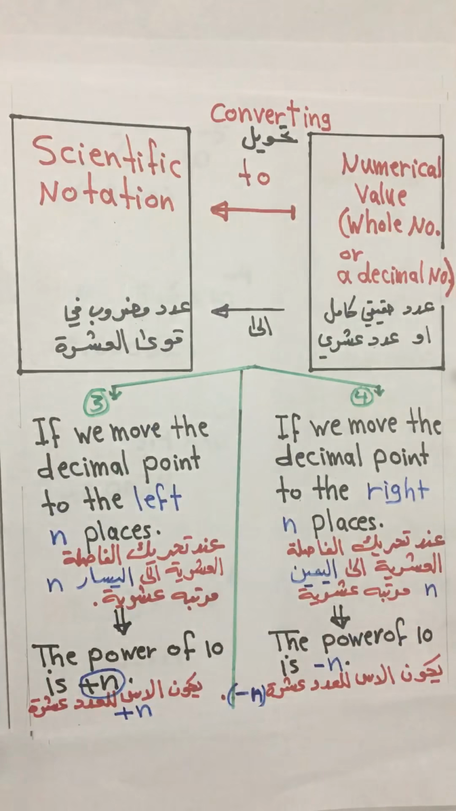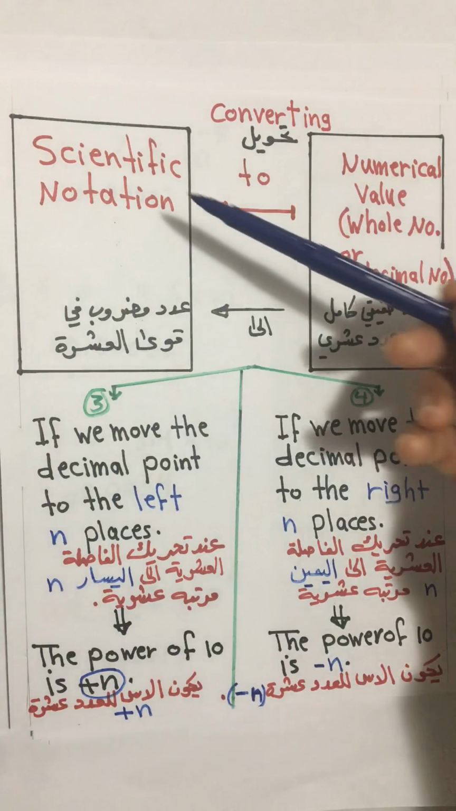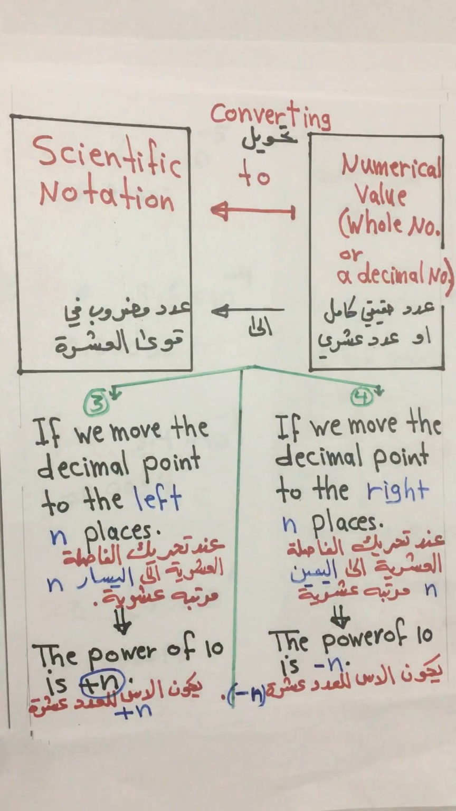Converting numerical value to scientific notation. Numerical value means a whole number or a decimal number.